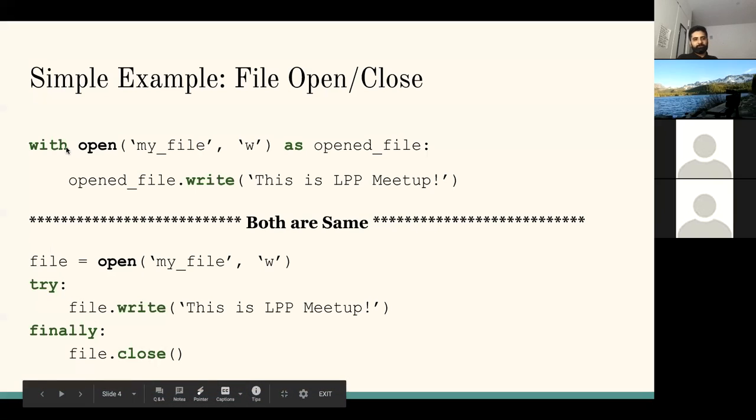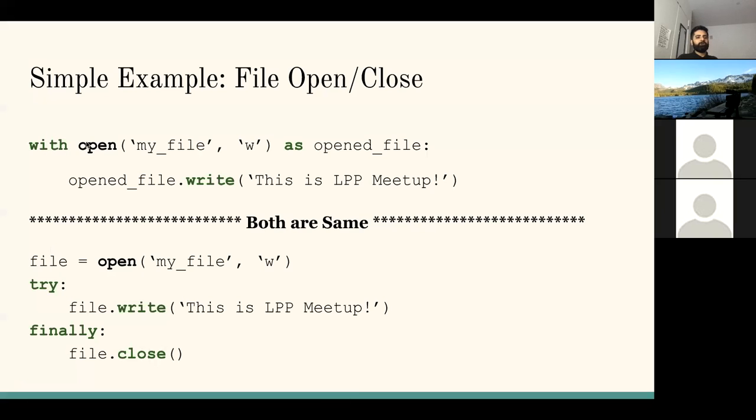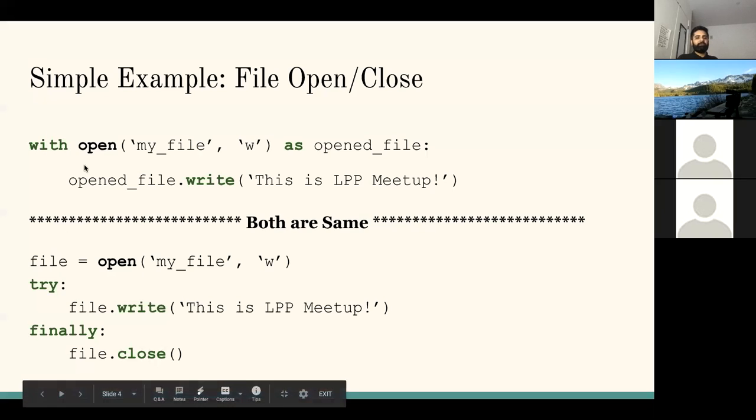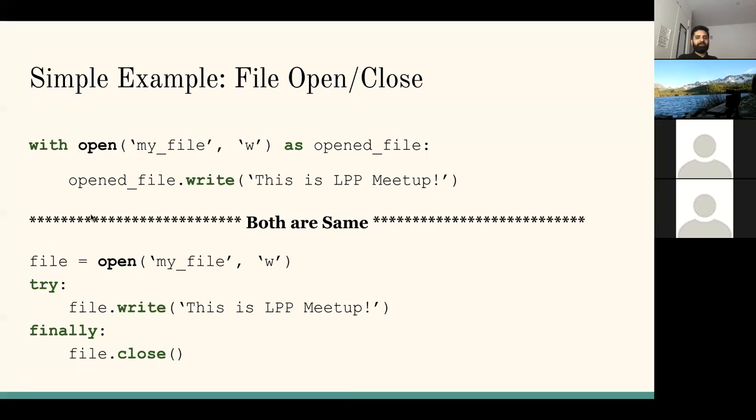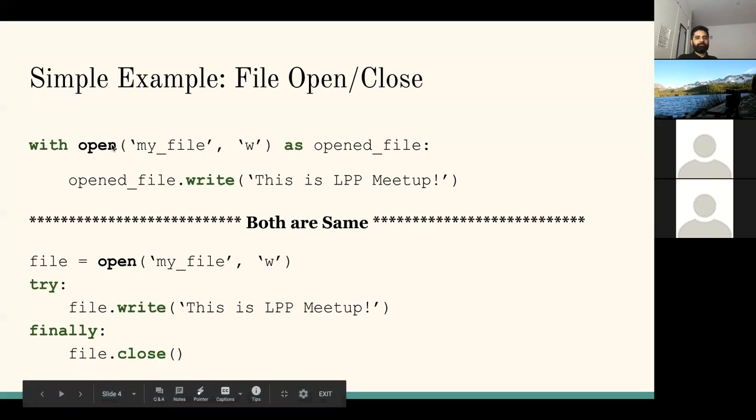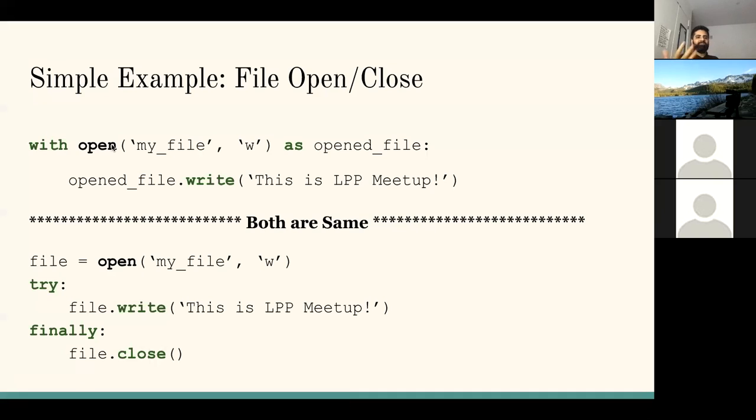So if you can see, what we are trying to achieve with the with is a very neat way to cover your code within try and finally. So you don't have to write the finally here. The open itself does that. So how does this whole magical thing happen? Why, by just writing the with statement and this fancy syntax, does it happen?